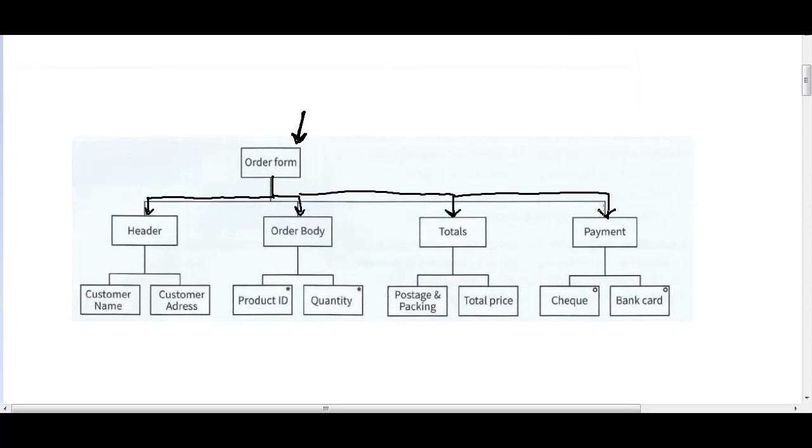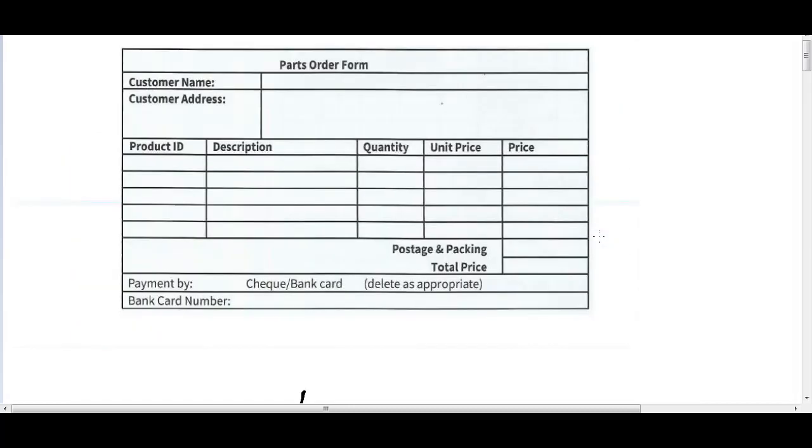So these are the 4 different modules that he has broken the order form into, right? And let's just take a look at the order form. This order form has these 4 parts. This is the header, right? And this is what he's calling the body, right? And this is related to payments. Sorry, no, this is related to totals, right? And this is related to payment, right?